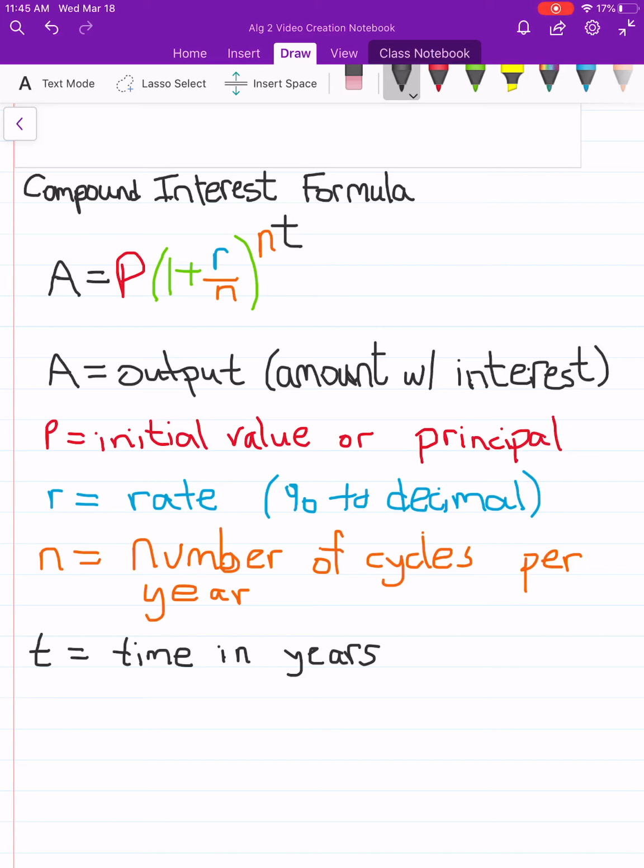This is Mrs. Radel back with another Algebra 2 video. Today we will be learning about compound interest. In the last few lessons, we've been talking about exponential growth. And a very common example of exponential growth is compound interest. Some of you may have heard of compound interest, some of you maybe have not.